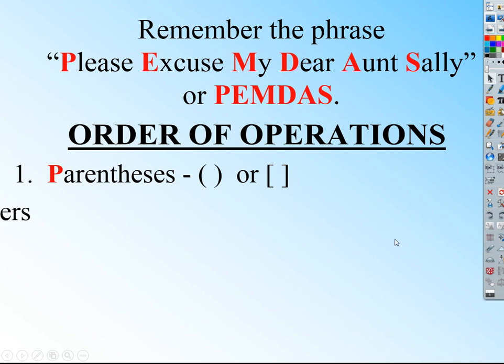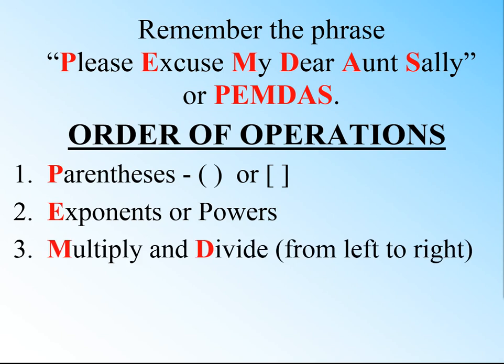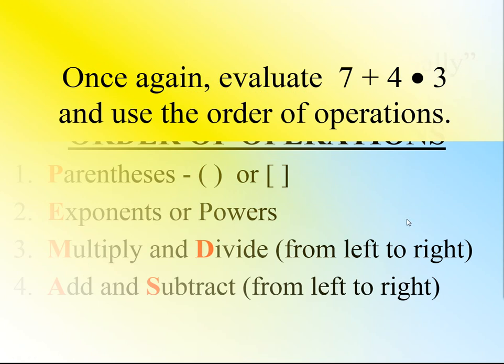Parentheses. Now, the thing about parentheses is, parentheses don't have to just be parentheses, right? Parentheses could be brackets. They could even be other kinds of grouping symbols. So by parentheses, we mean grouping symbols. What's another example? Absolute value. Absolute value bars group things together, right? Sometimes even functions, as we'll see, can group stuff together, right? And we'll look at an example like that later today. So parentheses, exponents or powers, multiply and divide left to right, add and subtract left to right.